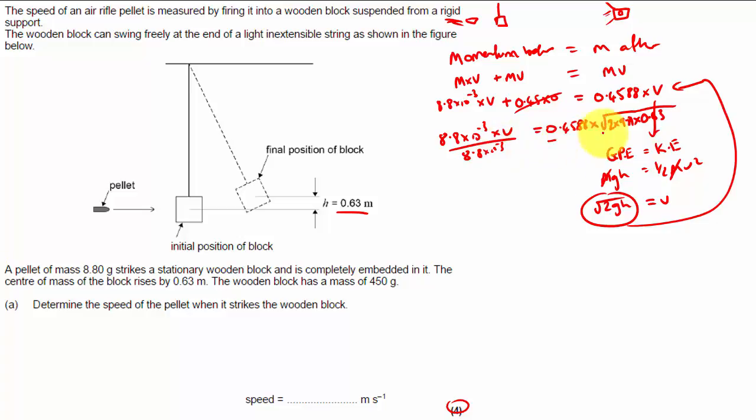8.8 times 10 to the minus 3. A bit of a mess, I must admit, but this cancels, and then I can simply go ahead and calculate V. So in order to calculate V, I'm doing the mass of the combined block, the block and the pellet combined together, multiplied by root 2GH, divided by 8.8 times 10 to the minus 3. And when I do that, I get a value of 183.29, so V comes out as 183.29 meters per second, and I'll write it to just 3 significant figures, 183.